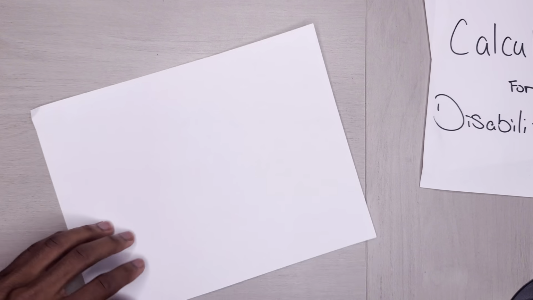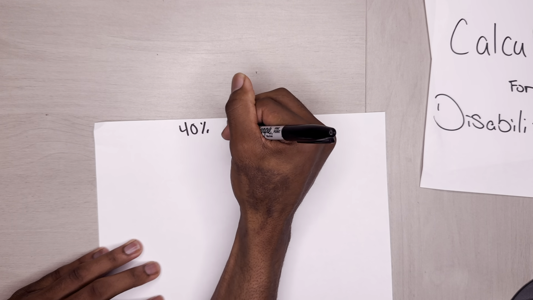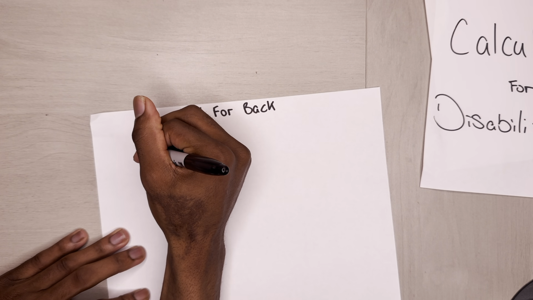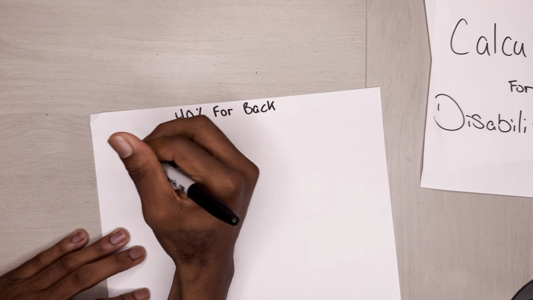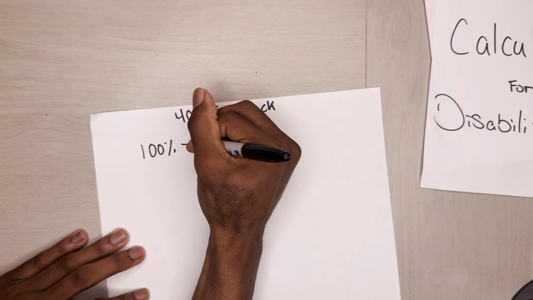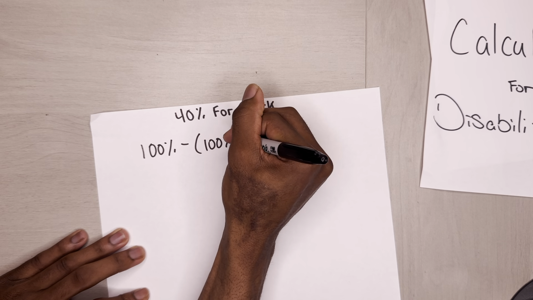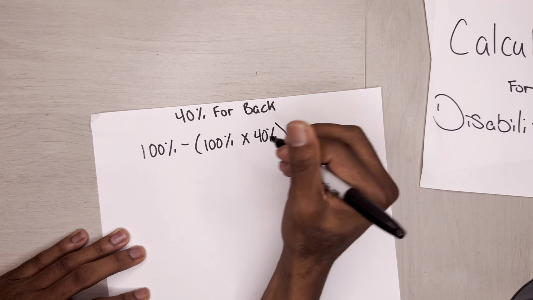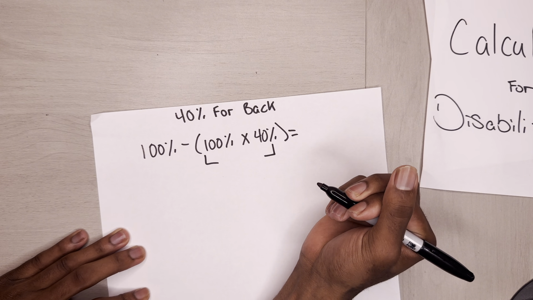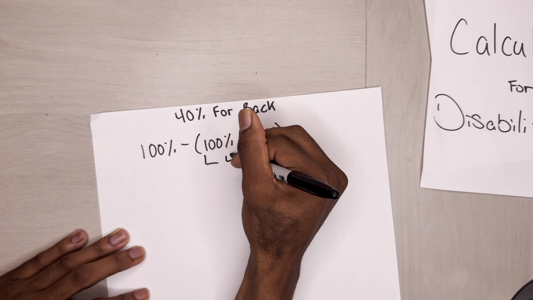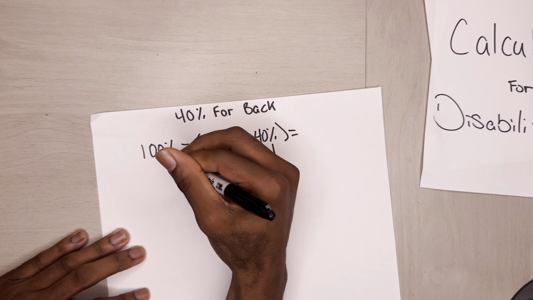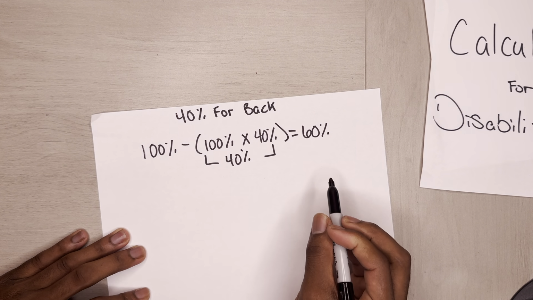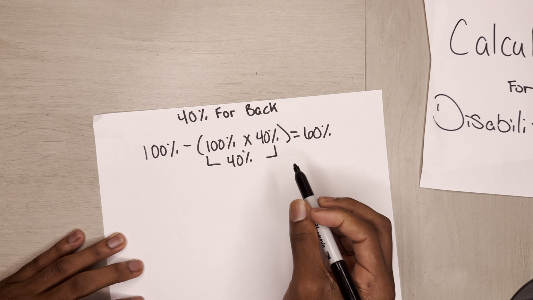So 40% for back, right? Let's break this down. Just put that at the top. You're gonna start out with your base, 100%, because that's where you're starting with the first set of calculations. It's gonna be 100% minus, in parentheses, 100% times that 40% for back, in parentheses, equals 100% times 40%, order of operations, double dog, math for Marines, is 40%. 40% minus 100% is going to give you 60%. If you don't understand that process, I'll break it down into decimal form for you to really understand how I got that.